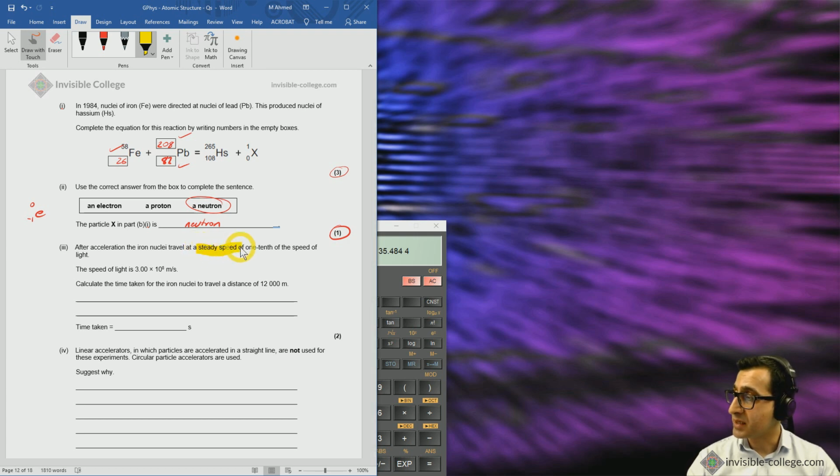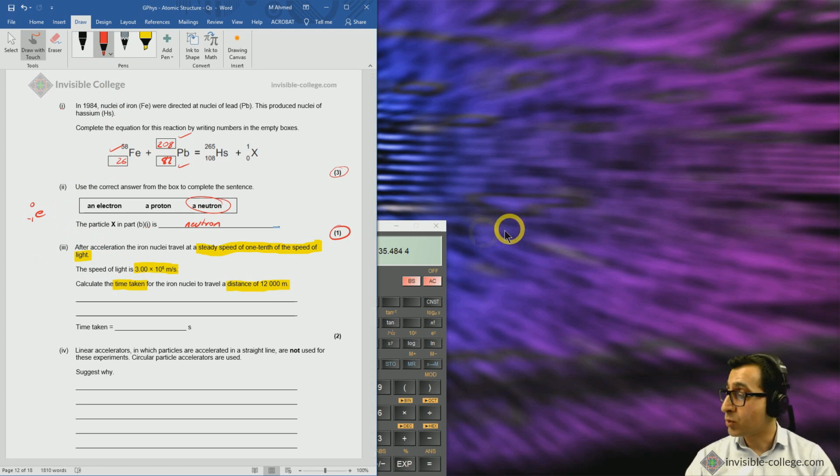So we have a steady speed, 1/10 the speed of light. We're being given a value for the speed of light, 3 times 10 to the 8th meters per second. We're being asked to calculate the time taken, and we're being given the distance traveled, 12,000 meters. So once you've highlighted or underlined or made note of the quantities you're being given in the question, you can then go on to identify which equation contains those quantities.